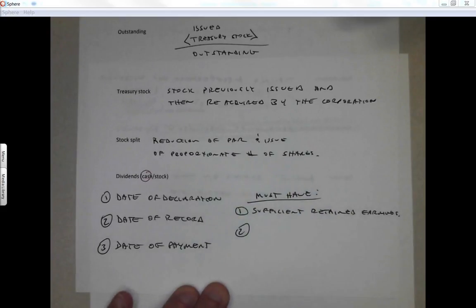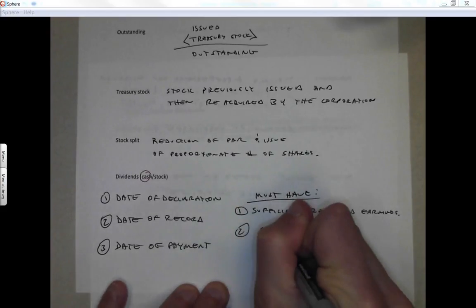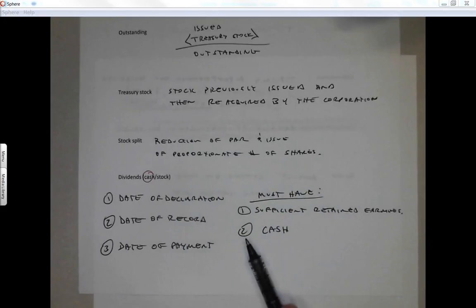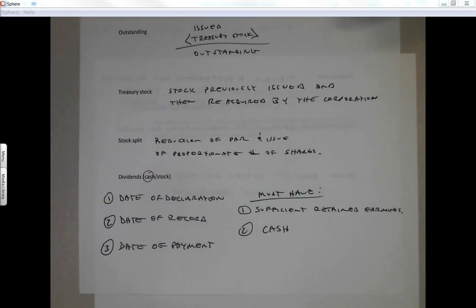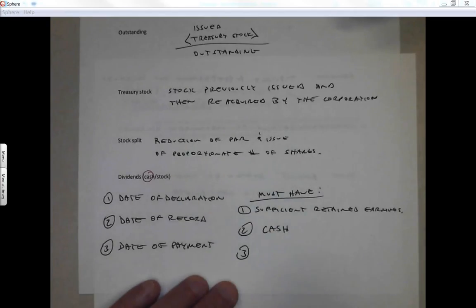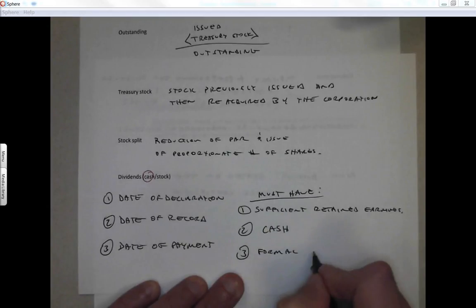Second thing is you need to have cash. You can't declare dividends that you can't pay. So you have to have cash in your bank account in order to be able to pay the dividends. If you declare dividends and can't pay them, it doesn't even make any sense. You've got to be able to actually write the checks. And then the third thing is you absolutely have to have a formal action by the board.